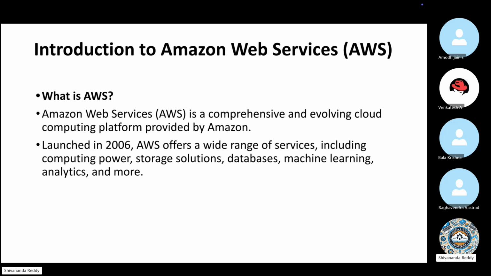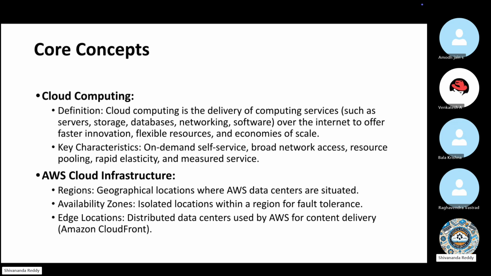So if you think about the introduction part, if I ask about it: Amazon Web Services is a comprehensive and evolving cloud computing platform provided by AWS. Amazon is a company, remember. Launched in 2006, AWS offers a wide range of services including computing power, storage solutions, databases, machine learning, analytics, and many more. Those are the core concepts that we discussed, right?